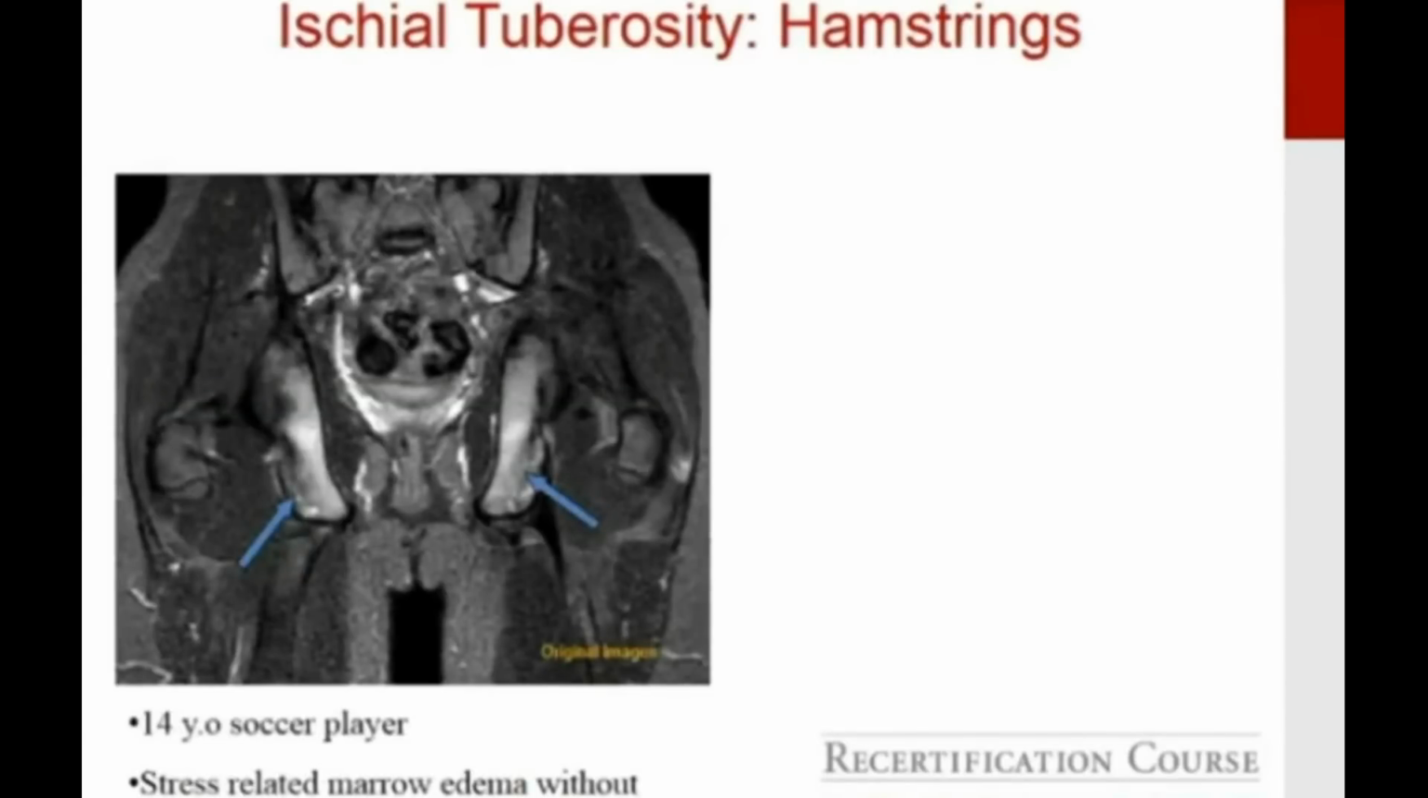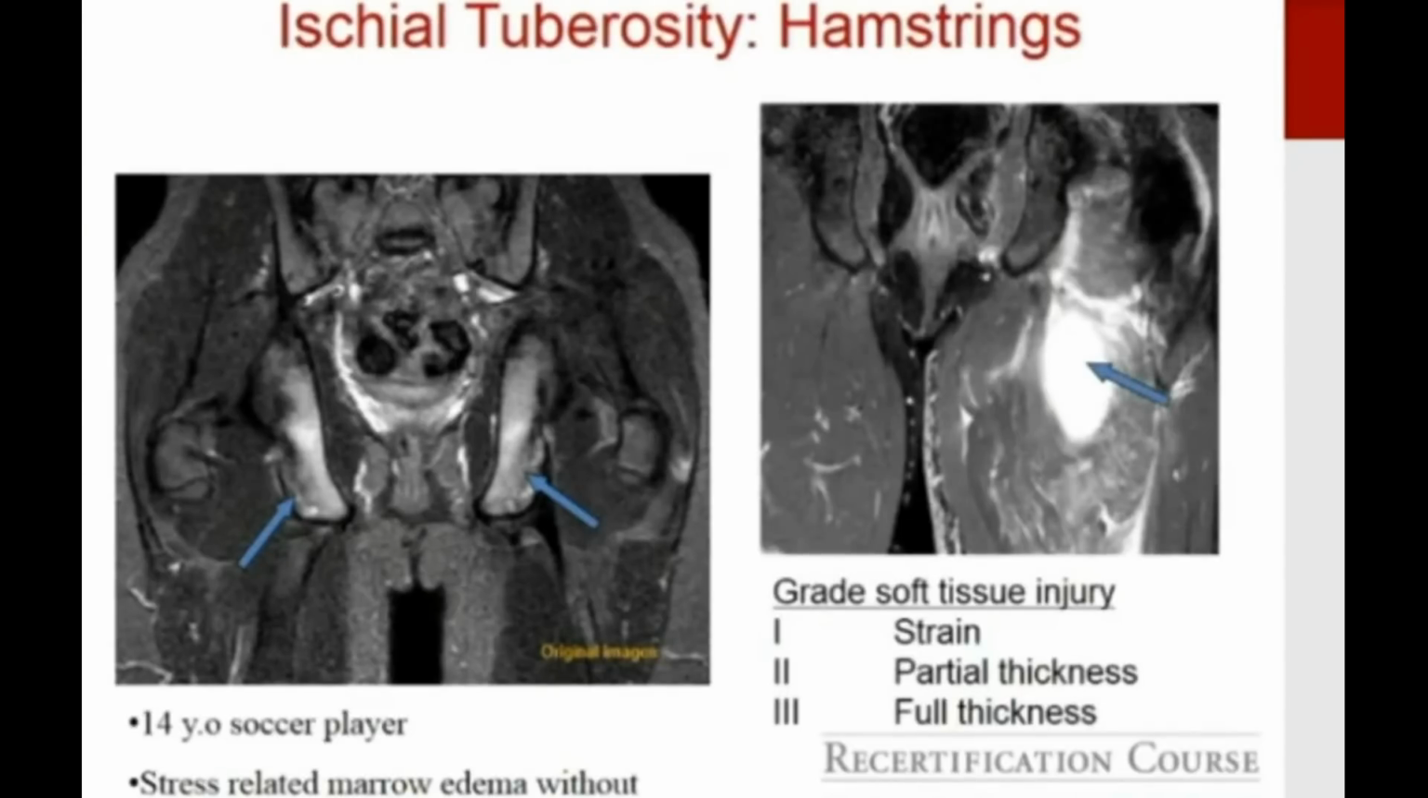Now, this is a common imaging appearance that we see in adolescent soccer players, particularly boys who are running. We see this bilateral ischial tuberosity apophysitis or marrow edema. The radiographs will be normal, and these patients will present with posterior pain.